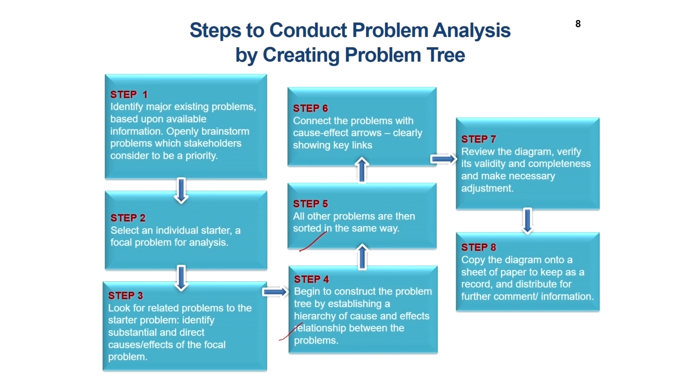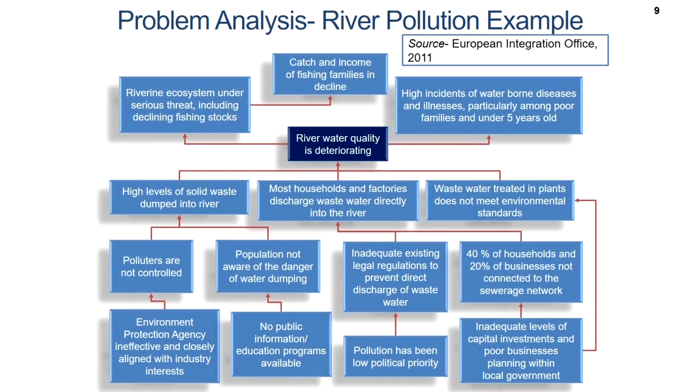And in step 8, we copy the diagram onto a sheet of paper to keep as a record and distribute for further comment and information. So, these are the general steps that need to be carried out for creating a problem tree. In the case of the river water pollution that we just saw, the problem tree may look something like this. This is how the problem tree may look as far as the river water pollution is concerned.